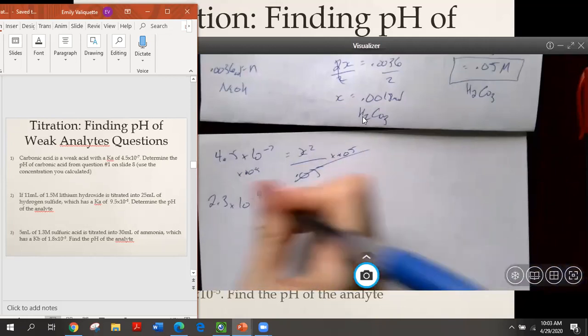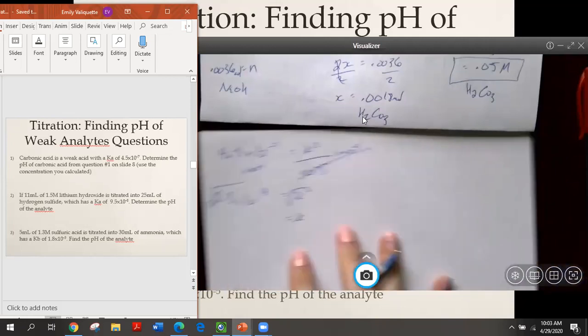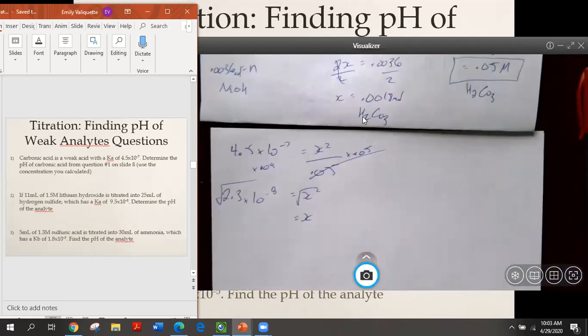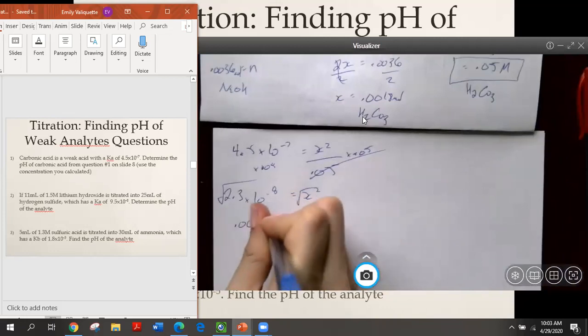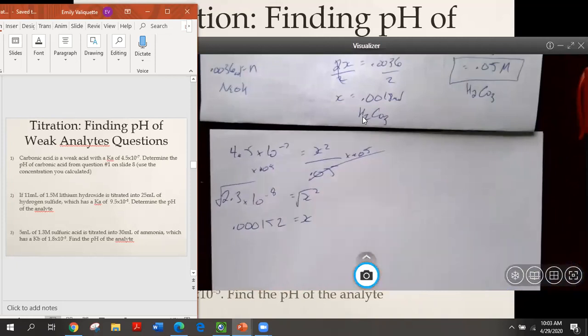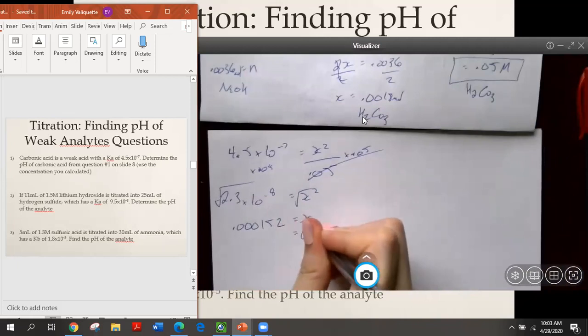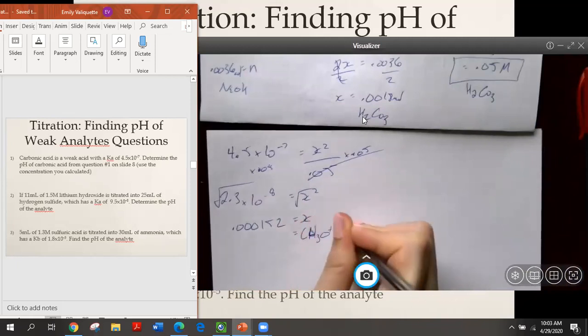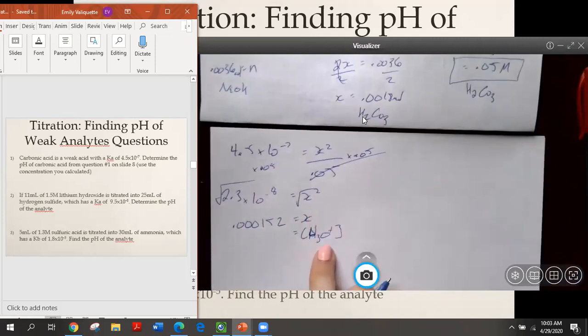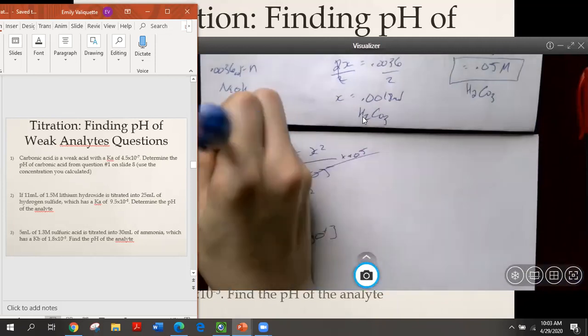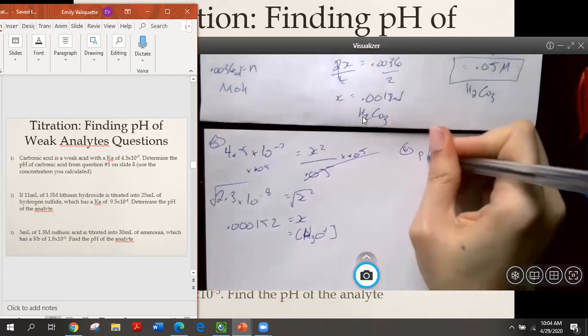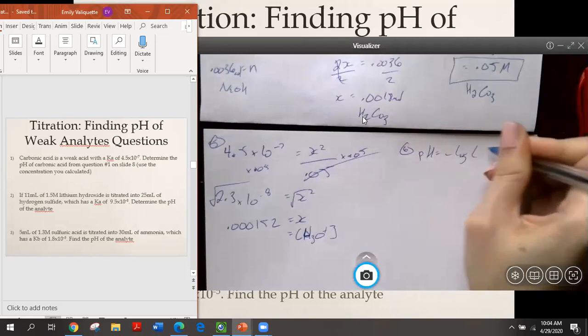Okay, then of course I need to square root to get the x by itself. So the square root of 2.3 times 10 to the negative 8 is 0.000152. So that is our concentration of H3O+, since this is an acid that we're dealing with, which means, that would have been step 5, step 6, we can just plug that into our pH formula.